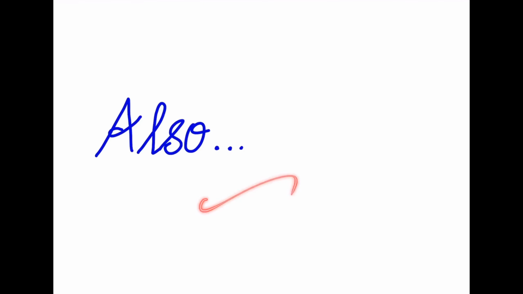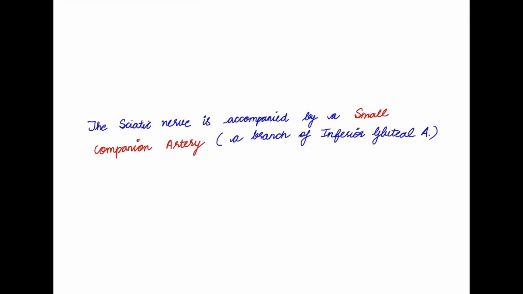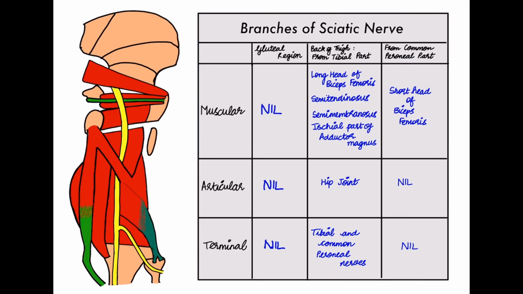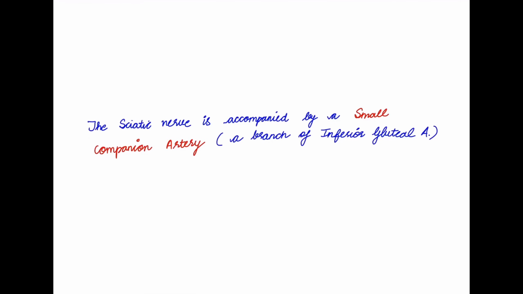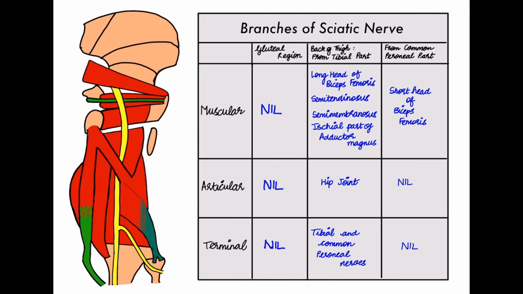Also remember, this is quite important, the sciatic nerve is accompanied by a small companion artery which is a branch of inferior gluteal artery. So obviously it would need some blood supply, so this small companion artery is giving its blood supply. And the branches of sciatic nerve, it is very simple, wherever the sciatic nerve goes, the muscles in close proximity to it will get supplied by it. So we can look at this table for it, and the only articular branch given by sciatic nerve is for the hip joint.